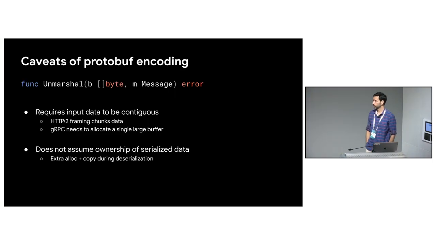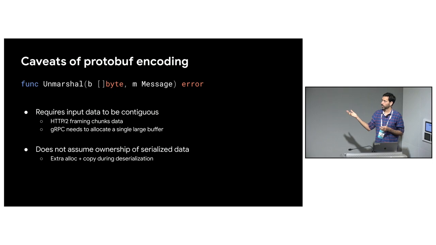Now, let's get to some caveats of the protobuf encoding. Up there, you see the Unmarshal function, which is provided by the protobuf Golang library, and this has two major problems. The first one is that it takes a byte slice as input. It's a single flat byte slice, and it requires that the whole data that you want to deserialize is in a single contiguous buffer. For gRPC, where the actual request or response message goes as HTTP frames, it gets chunked into much smaller frames than your actual message size. This means that gRPC needs to allocate a single buffer, put everything into that buffer, and then pass it to the Unmarshal function, and this causes a lot of garbage.